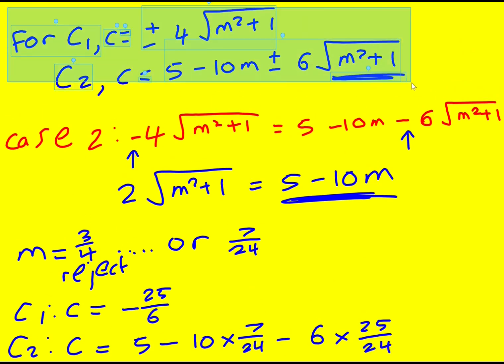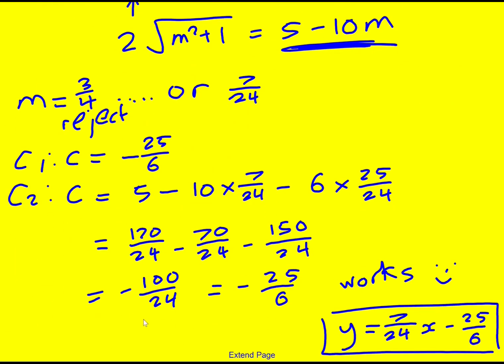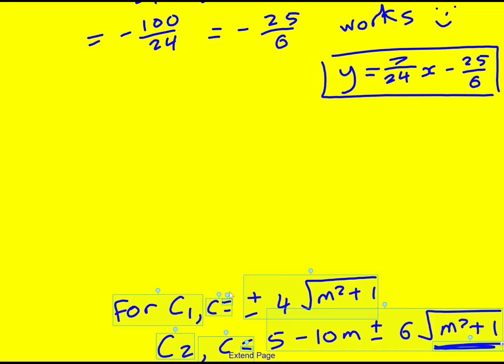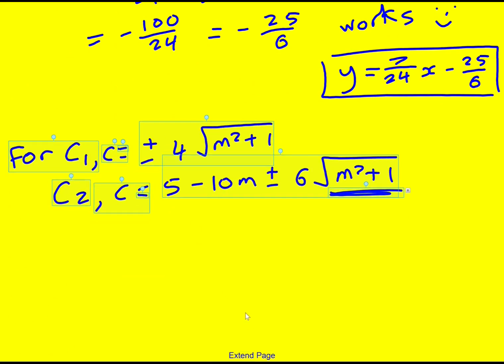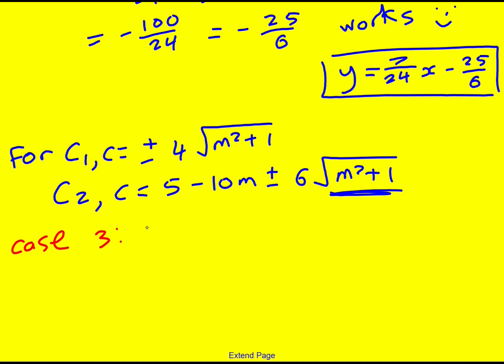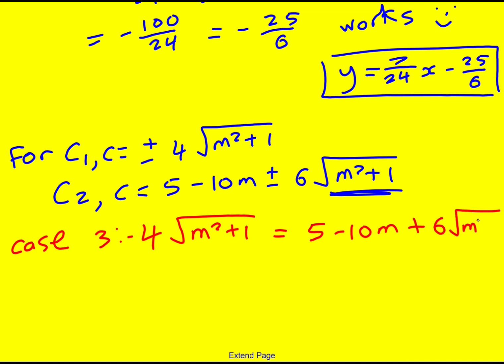So case 3 is going to be when one of them is positive and one of them is negative. I think I'll make the first one positive. No, I'll make the first one negative. Minus 4 times the square root of m squared plus 1 is equal to 5 minus 10m plus 6 times the square root of m squared plus 1. That leads to 10 times the square root of m squared plus 1 equaling 10m minus 5.